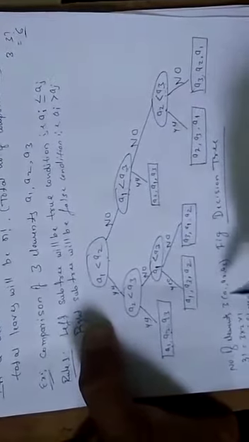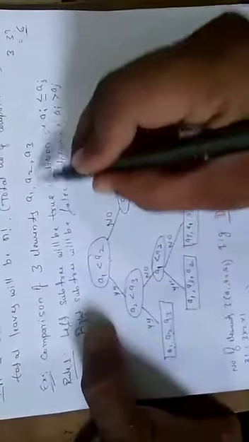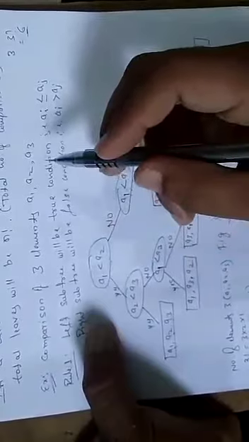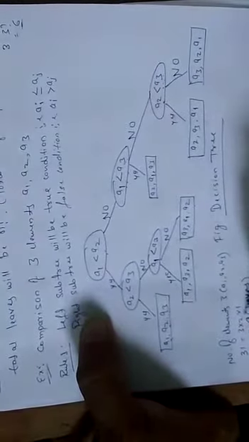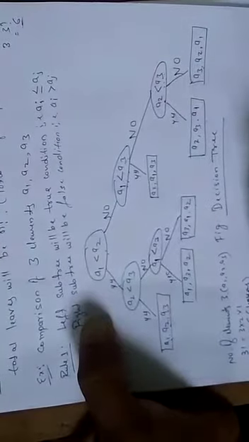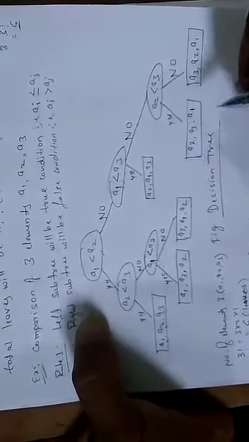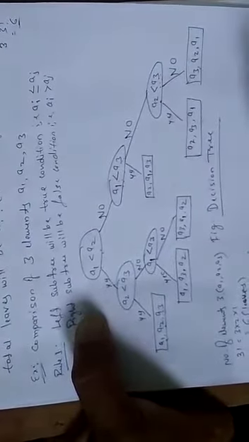Our number of elements is 3, a1, a2, a3, that is n, and our leaves should be n factorial. N factorial means 3 factorial, 3 into 2 into 1, that is 6. In total we get 6 leaves, and we have 6 leaves. So this is about the decision tree, and the time complexity of this decision tree is n log n.